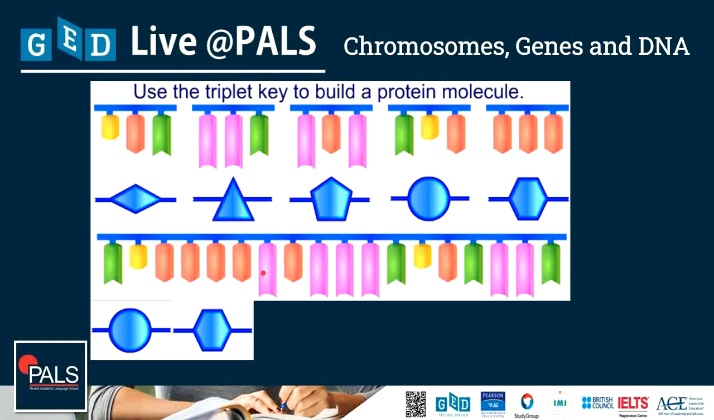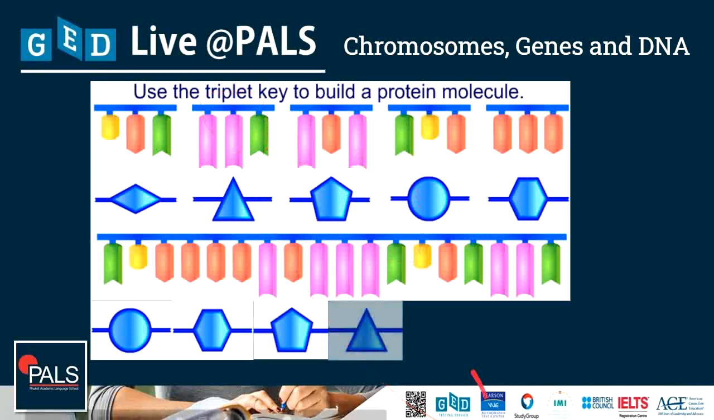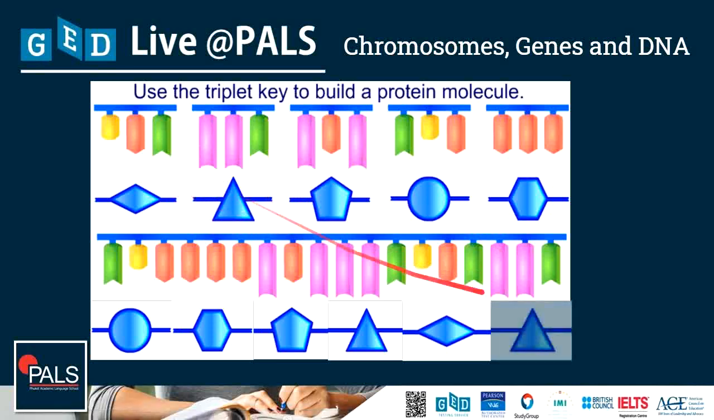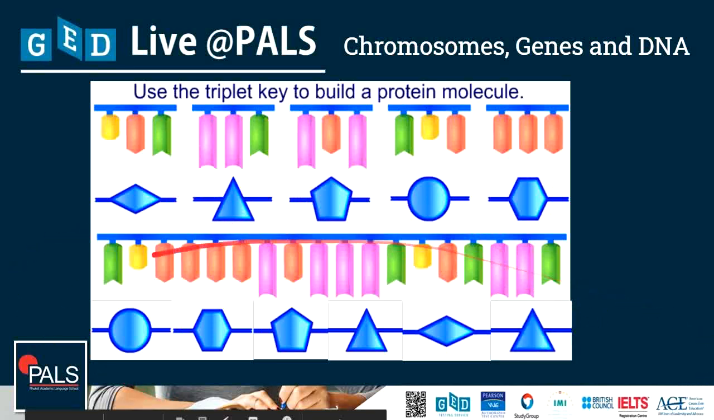Our next triplet is pink, red, pink. So we take this amino acid and connect it. Our next one is pink, pink, green. So we take the triangle, another amino acid, connect it. Our next one is yellow, red, green. Yellow, red, green is here. So we take this amino acid and connect it to our growing protein. And our last one is this amino acid again. We connect it, and we have our finished protein.